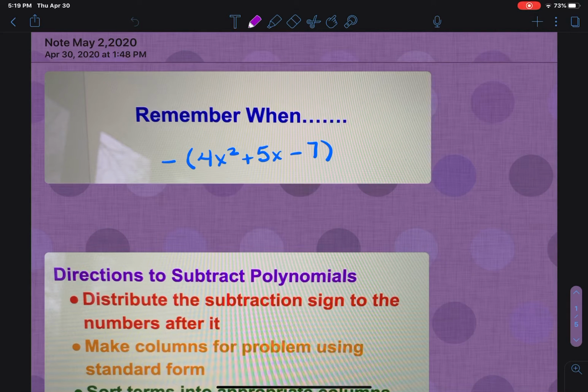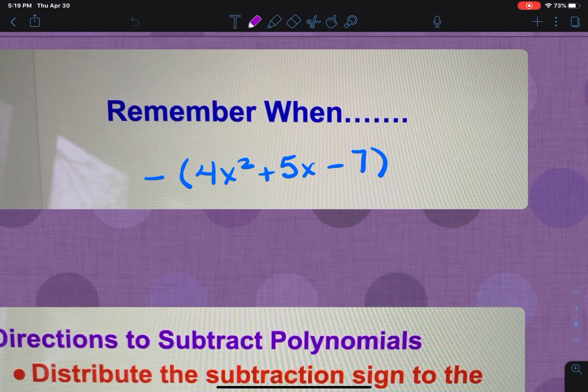Okay guys, today we're going to talk a little bit about subtracting polynomials. But before we do, I want to remind you of a piece that we used to do when we multiply. So if I have something that is negative out in front, and then I have a set of parentheses, normally anything that's out here, I would distribute to each one of these. But also remember, when there's a negative out here and there's no number, I have to assume that there's a 1 there.